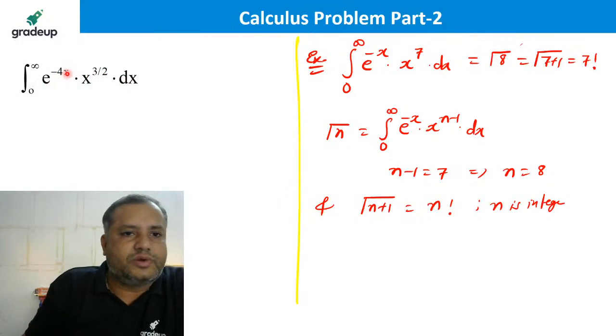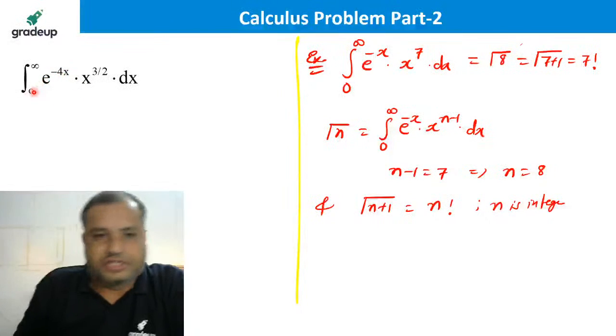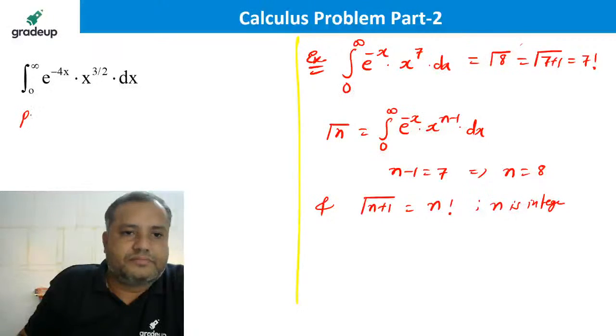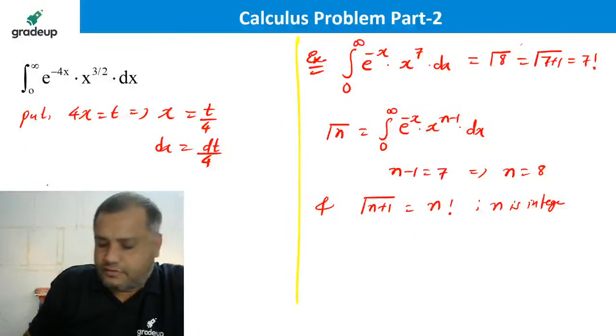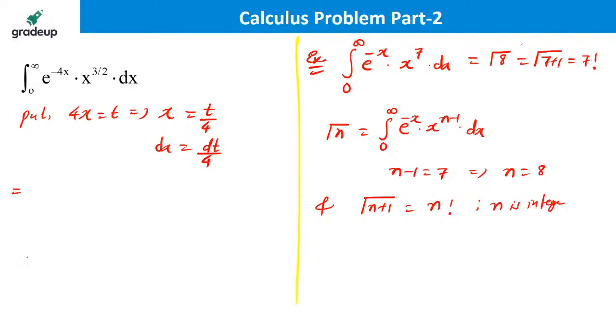So what will you be doing in solving this integration? Sir, we will be putting 4x equal to t, so that x will be t upon 4. Further, you can say that dx will be dt upon 4. Will there be any change in the limits? Will there be any change in integration limits?